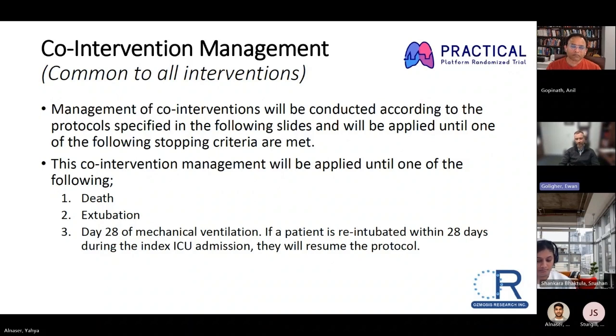These are things that we protocolize in order to avoid any bias in the design related to co-interventions. And the duration of intervention for co-interventions applies until the patient has died, or if they're extubated, or up to day 28 of mechanical ventilation. If the patient's reintubated before 28, then the co-intervention protocol applies again.